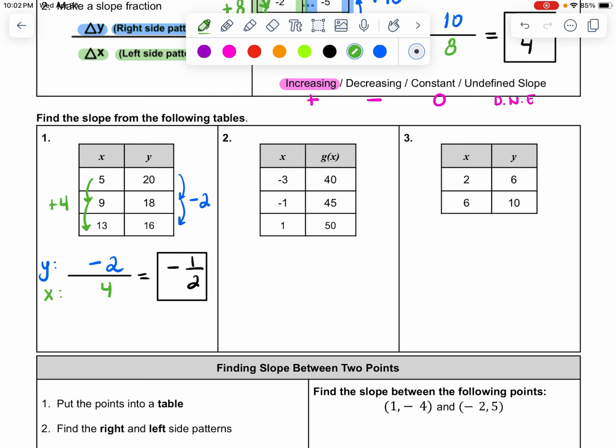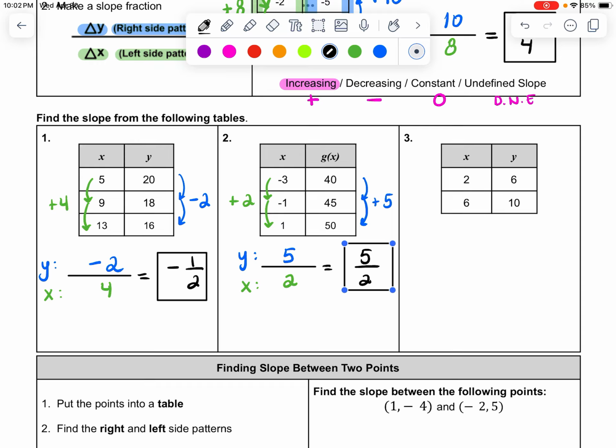Again, I would focus on the patterns. -3 to -1, -1 to +1, that's a +2 pattern. 40 to 45, 45 to 50, that's a +5 pattern. In my slope fraction, the Y pattern should go on the top, so that's 5. And the X pattern should go on the bottom, so that's 2. If I type that into my calculator, it actually does not simplify because it's already a simplified fraction. And so that would be my final answer.